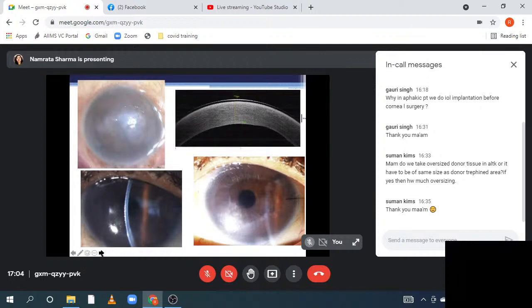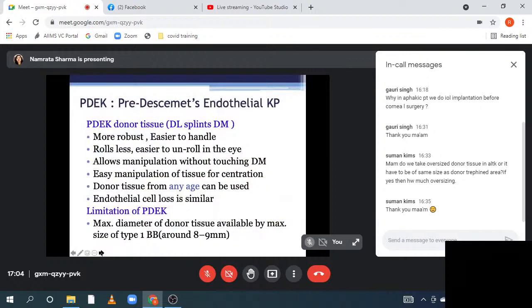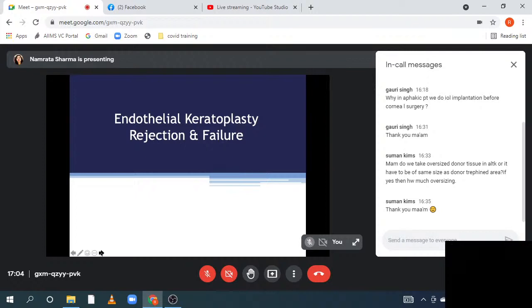And Dr. Chandra Devi has done a thesis on this, where she's compared PDEK with DMEK and shown that the rates of rebubbling are far less with PDEK as compared to DMEK. So it's more robust, easier to handle, rolls less, easier to unroll, easy manipulation, great centration, donor tissue from any age can be used, endothelial cell losses similar possibly when experienced people do it. But the limitation is that you are limited by the size of the big bubble. So if your big bubble is small, your endothelium would be less. So that's one flip side of this.